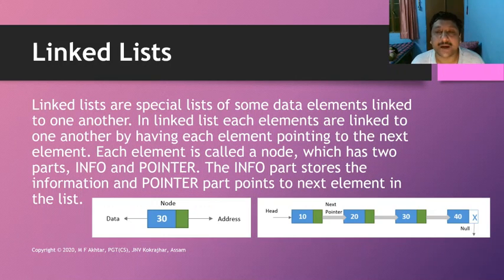There are two parts. Each and every node, each and every element, has two parts. The first part is known as the info part and the second part is known as the pointer part. That's why each node is displayed in two colors. The blue color stores the element, and the green color is the pointer, and it stores the link of the next element. The info part stores the information and the pointer part points to the next element in the list. So that's why it is a linked list, and this is a special type of linked list.